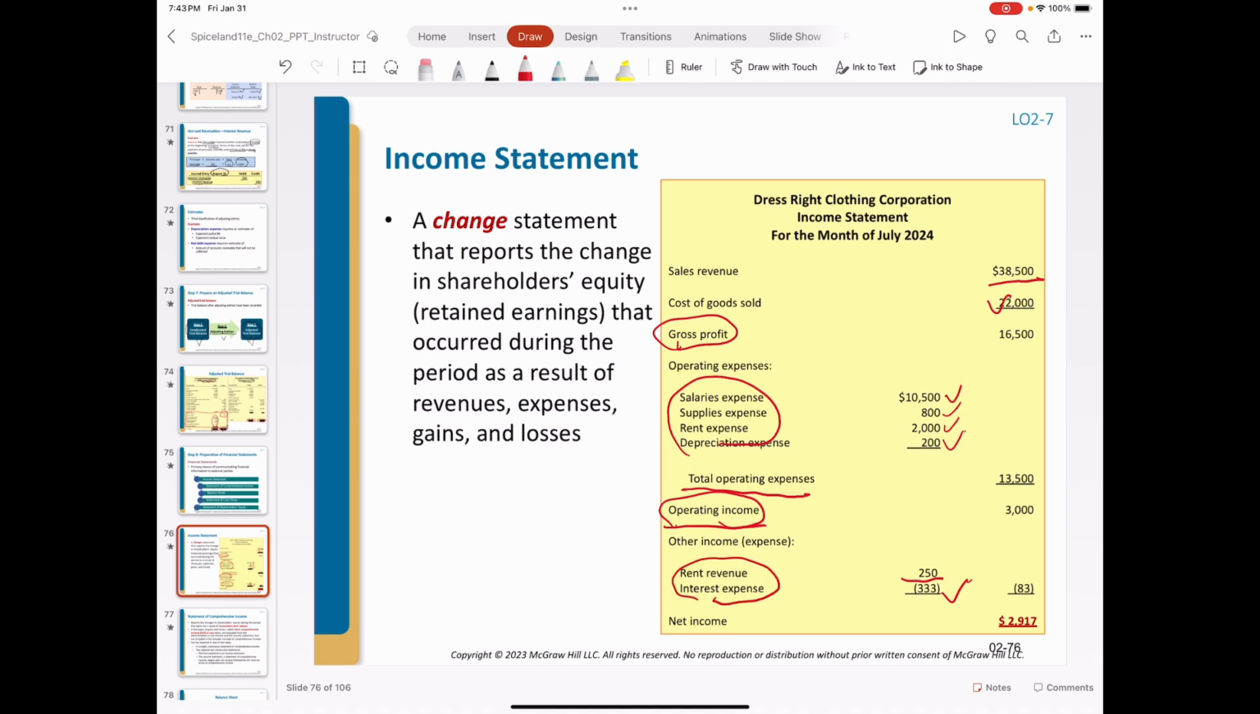There's supposed to be income tax, but this is just for 1 month, so there's no income tax expense included. After we subtract the last expense, we have the bottom line of this income statement for July 2024. The profit is 2,917. The reason the income statement is the first financial statement is that we need these results for the next one.